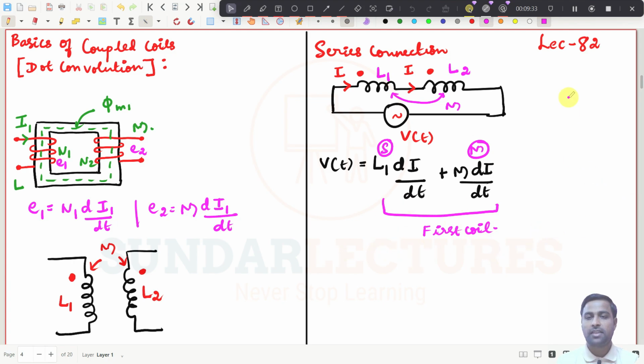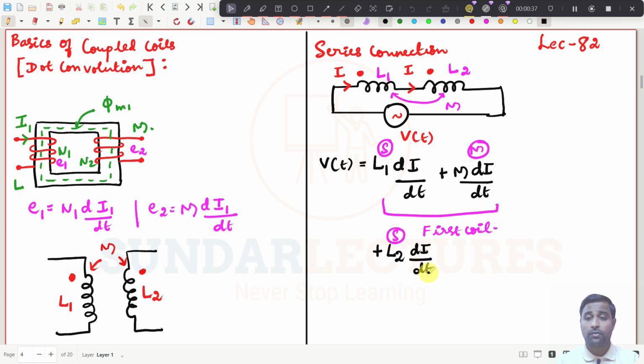Then I have to do the second coil. Straight away I put plus, because for self-induced EMF you always put plus, right? The value is L2. What is the current flowing in this coil now? I don't need to see the current direction in this coil. You don't do anything. Put L2 into di by dt. Simply you do this. This is the self-induced EMF in coil number 2.